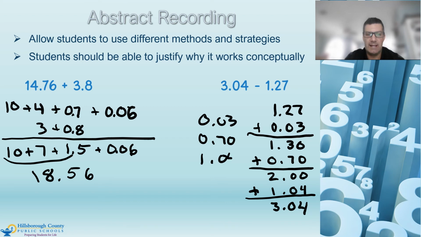3 hundredths. I counted up 70 hundredths. Then I counted up 1 and 4 hundredths. For a total, I would need to count up 1 and 77 hundredths to get to 3 and 4 tenths. So that is our difference. Build on these strategies that kids have from working with whole numbers.